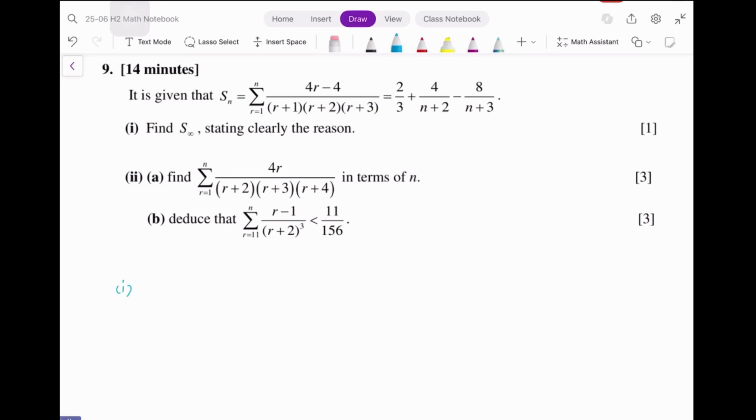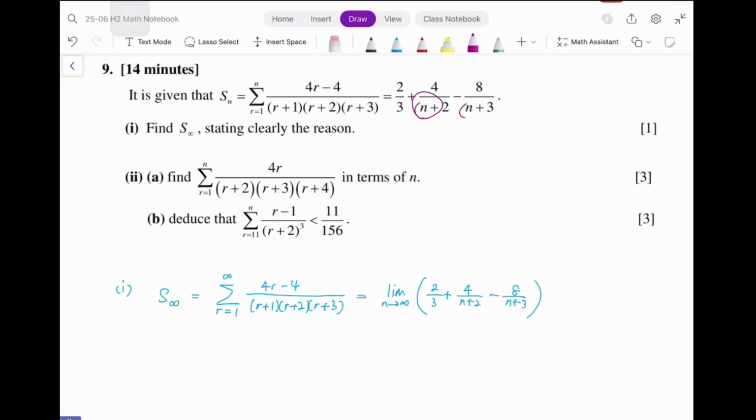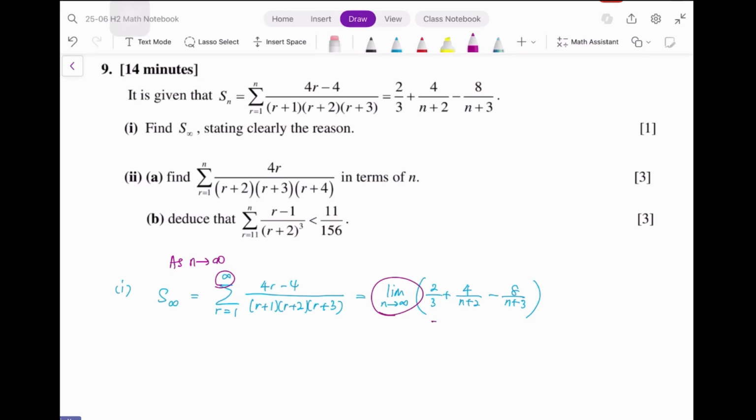Now we are looking for S infinity, which means we are looking at the sum from 1 to infinity of these 4r minus 4 and so on, right? Correct? So what does this mean? It means we are taking the limit as n goes to infinity of this expression over here: 2 over 3 plus 4 over n plus 2 minus 8 over n plus 3. Because the summation is given by this formula, and this formula is expressed in terms of n lah. So when n goes to infinity, we need to take the limit of this result over here.